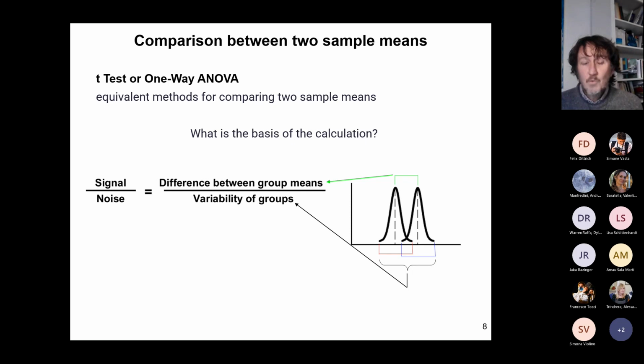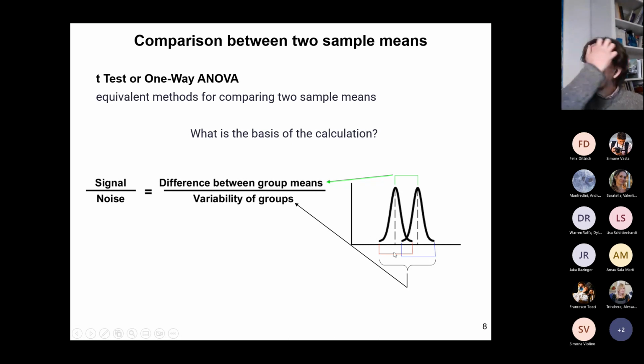This is what we will discuss all this afternoon: the comparison between two sample means. I will show you the t-test or the one-way ANOVA, or later on the MANOVA, of course. And what is the basis of the calculation? It is the ratio between a signal and a noise. Well, what is signal and what is noise? The signal is what the investigator is trying to demonstrate, so the difference between group means.